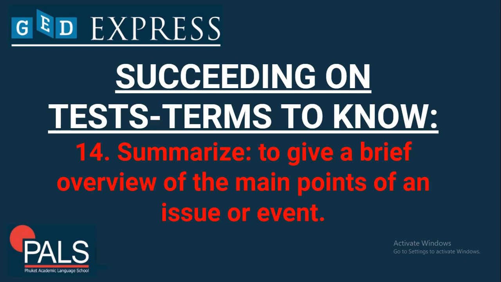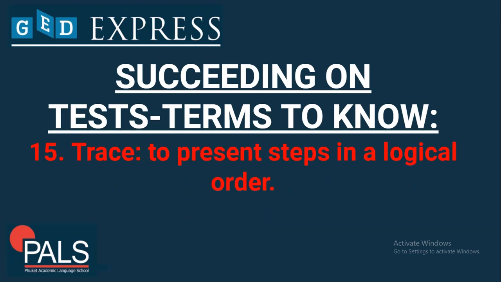So there might be some choices like, what is the perfect summary of the passage? All right, you have some choices. Trace, it means to present steps in a logical order. So you might be given some list of events, and then you have to choose the particular order, or the best order on how it's supposed to be presented.